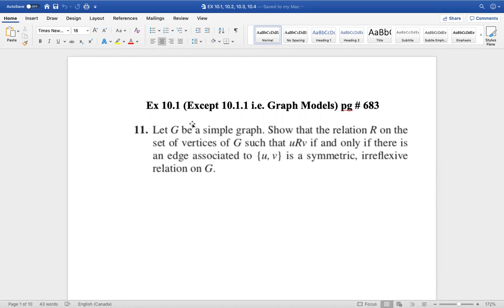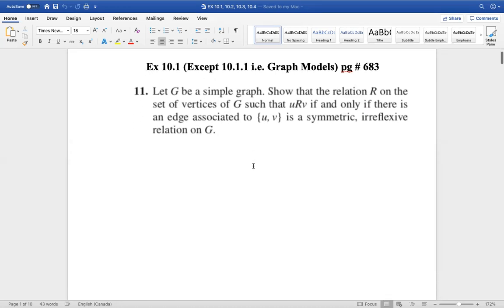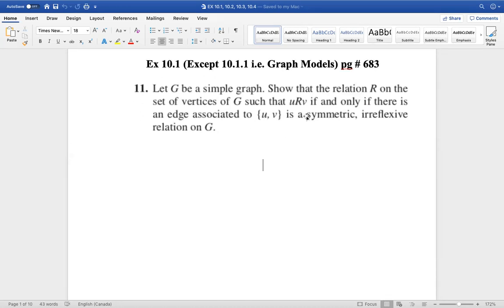Okay. All right, so the first question is basically regarding the graph. This exercise 10.1 is based on the graph. The first question is question 11. It's on page number 683 of your textbook. Question number 11: let G be a simple graph. Show that the relation R on the set of vertices of G such that U R V if and only if there is an edge associated to UV, is a symmetric, irreflexive relation on G.